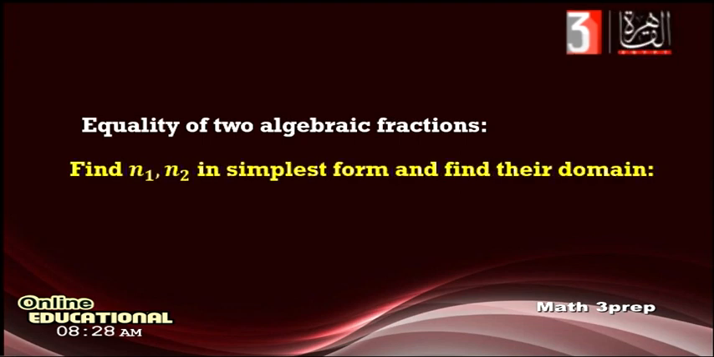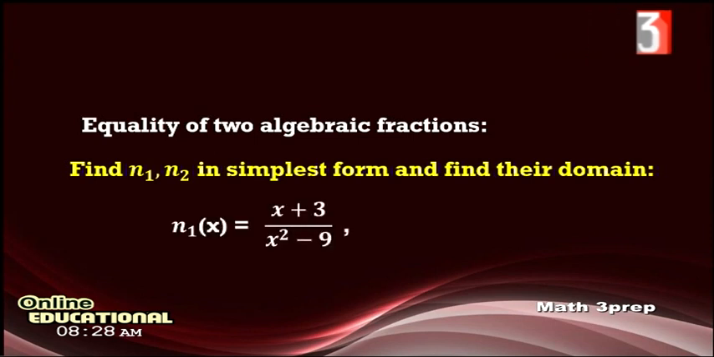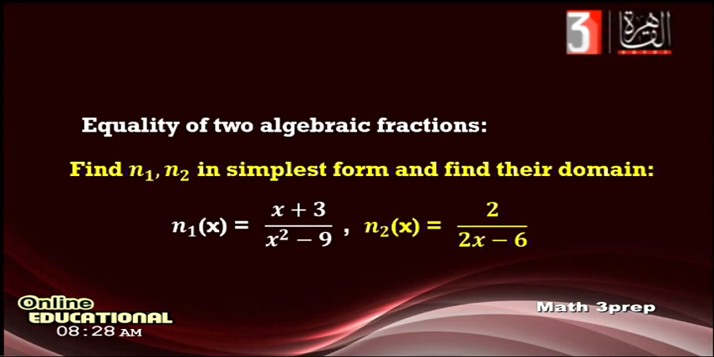Find N1 and N2 in simplest form and find their domain. If you have N1(x) equals (x plus 3) over (x squared minus 9) and N2(x) equals 2 over (2x minus 6). Here in this case, you are going also to divide the problem into two parts. The first part is N1, the other part is N2. Let us start with N1(x) equals (x plus 3) over (x squared minus 9).